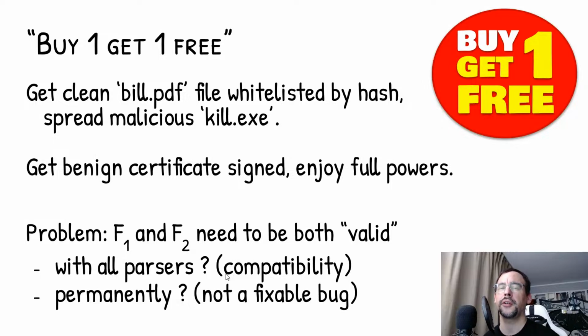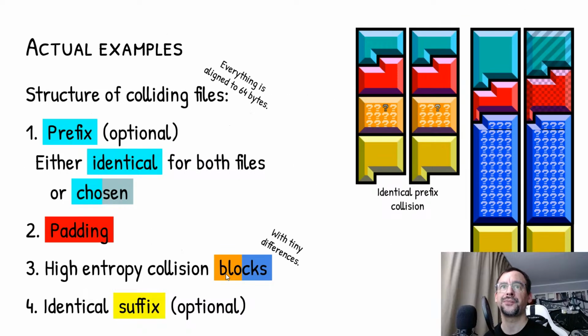In the other example, much more complex but also very powerful, you get a benign certificate signed, and that gets you a full-power certificate signed. So basically, you can decrypt everything everywhere, or something like this. The problem is that both files need to be valid, if possible with all parsers, and if possible permanently, as in not exploiting a bug that should be fixed.